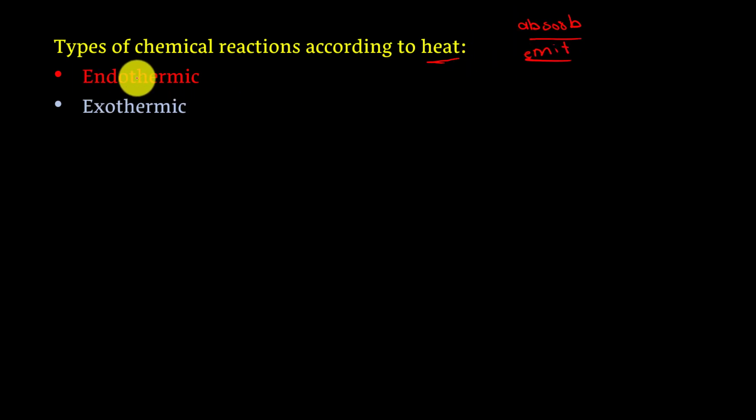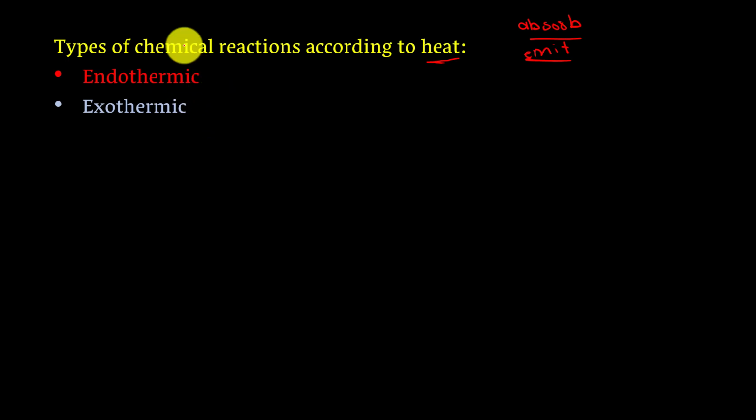So if we come to the types of chemical reactions according to heat, we can say that we have two types. The first one is endothermic reaction and the second one is exothermic reaction. What is an endothermic reaction and how does it happen? And what is an exothermic reaction and how does it happen? What are the differences between them? In this video, we will discuss all these things.